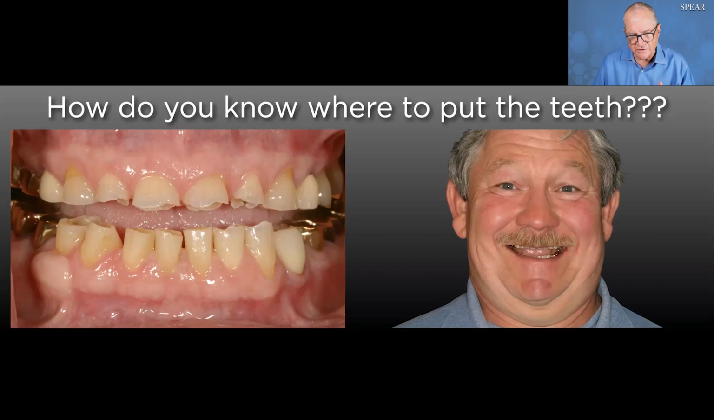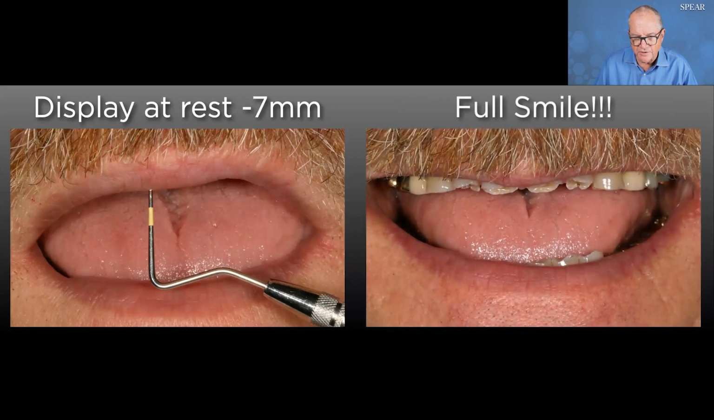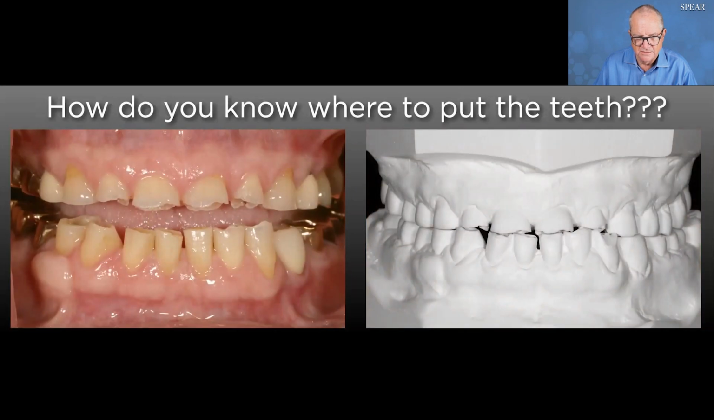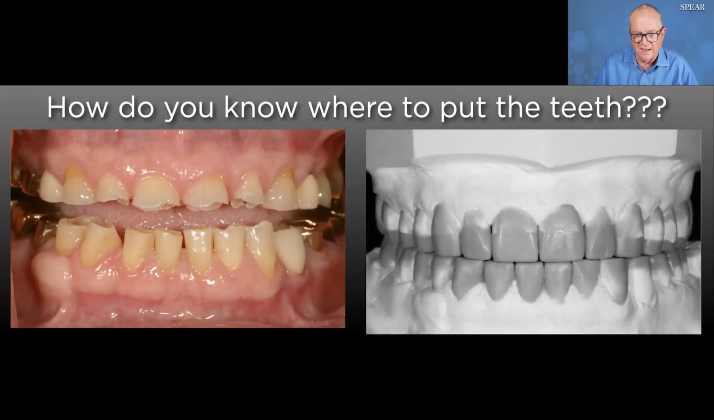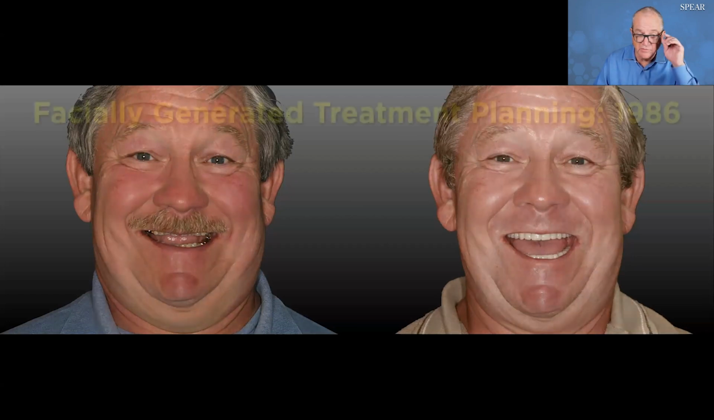So facially generated treatment planning is the concept of using the face to treatment plan backwards, outside in, using the face to tell us where the teeth go. His lip at rest, his teeth are 7 millimeters under his lip. We'd like him to be 1 millimeter showing above his lip. And so for him, yeah, he ended up having his teeth lengthened 8 millimeters. But the face dictated that. There's the final wax up. There's the final treatment. So that's what facially generated treatment planning is about.